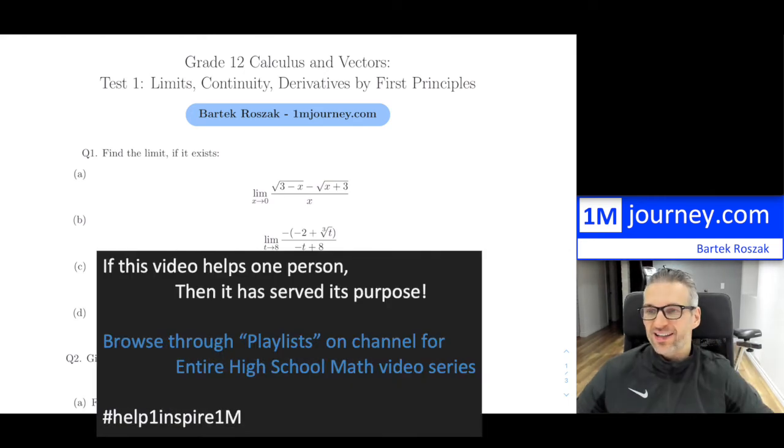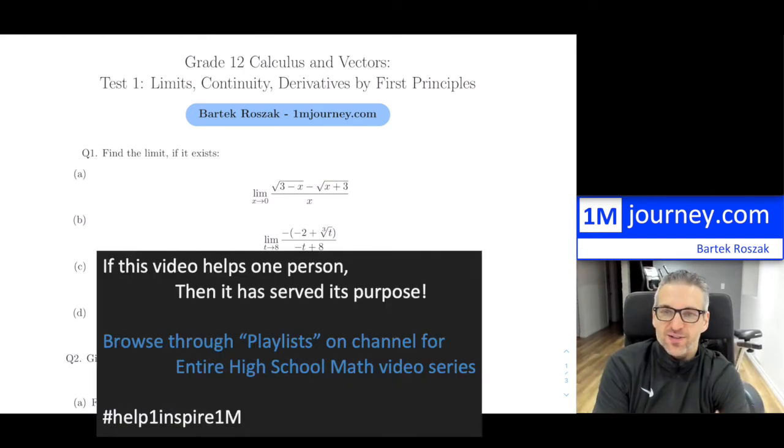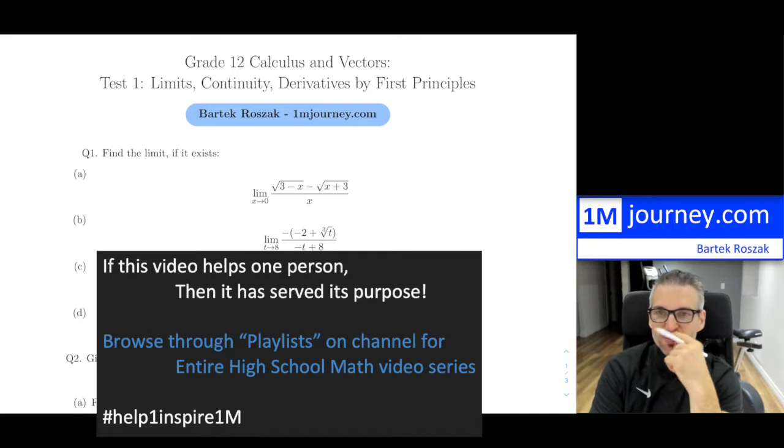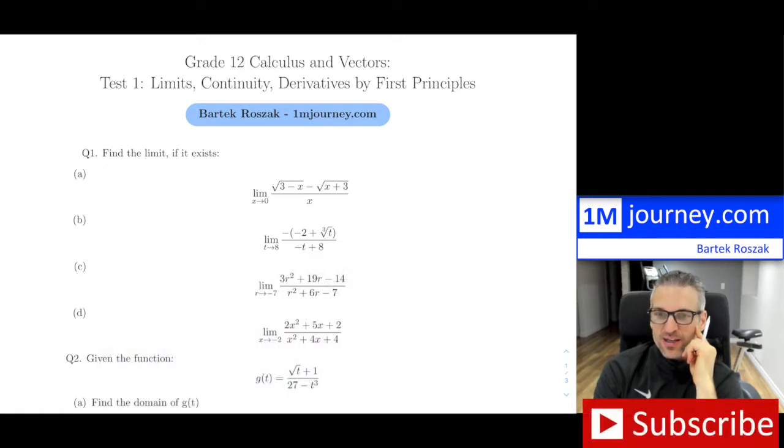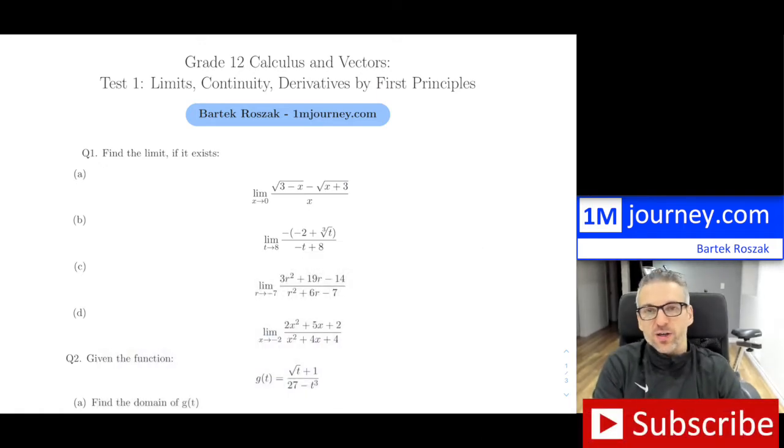Test number 1. This one is on limits, continuity, and derivatives by first principles. In grade 12, when you're taking up calculus, you're going to run into some kind of a test. So I created a test here for you. It's not an easy one at all. I made it on purpose with regards to some of the harder questions, so this should challenge you.